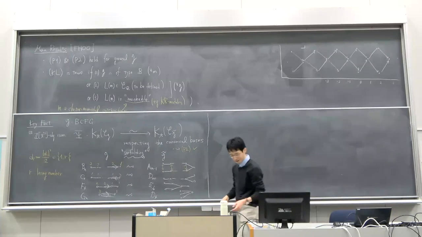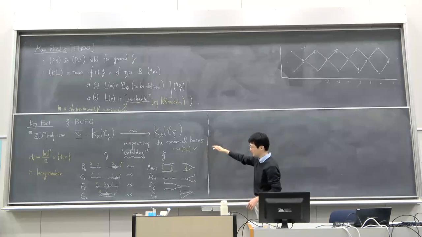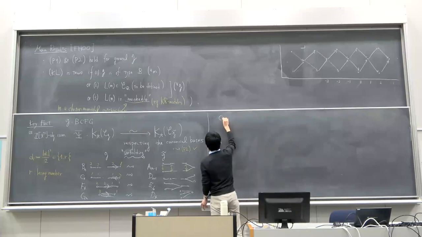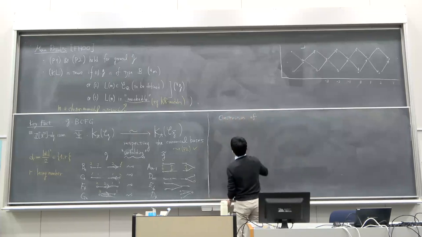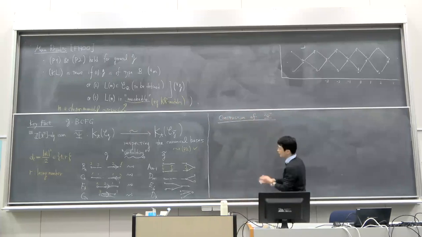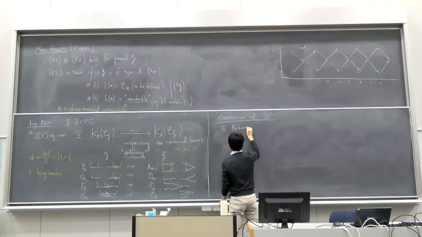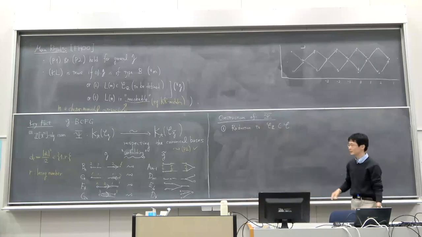Okay, now next I would like to explain how to construct this kind of isomorphism. Construction of psi. So first we consider a certain subcategory C_Z, which reduces the problem for category C to this subcategory.